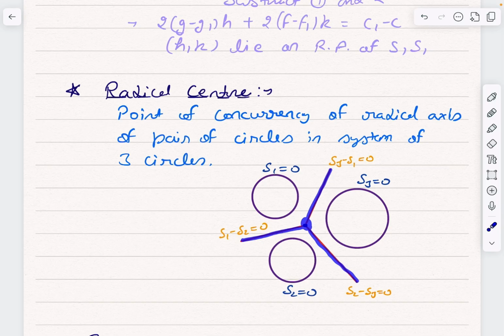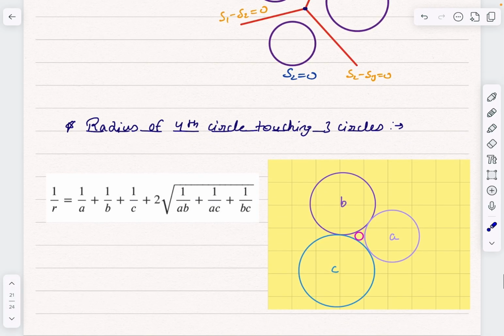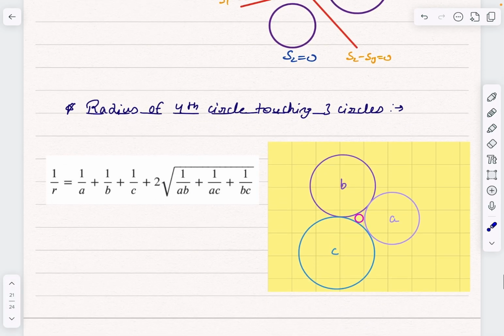If you want to find this point, you can just find the radical axes pairwise, let us say for this and this, then find their point of intersection. Okay, not a very important thing. And again, I have seen some problems they ask in exam papers based upon this. They will give you three circles, all touching each other externally. Now find the radius of the fourth circle, a small circle which is touching all of them externally and lies between this space here.